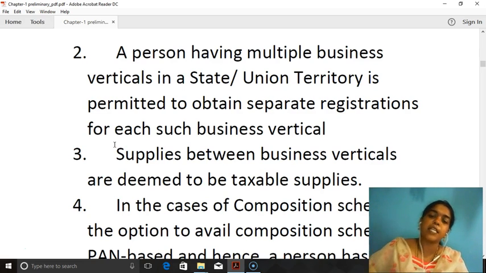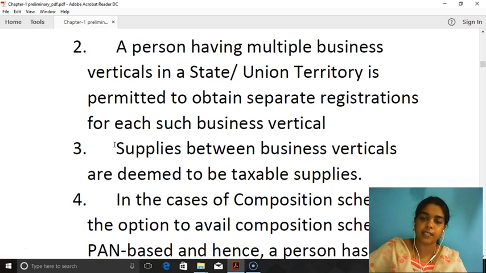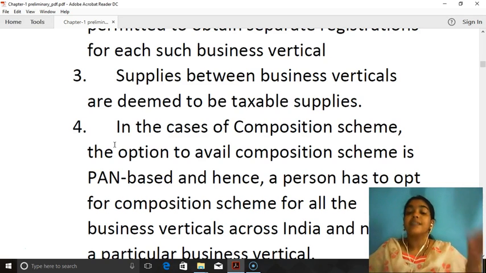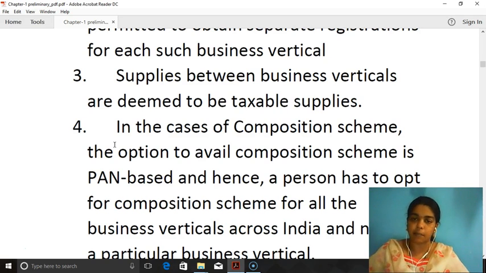And next, supplies between business verticals are deemed to be taxable supplies. Suppose, for example, there is a supply between one business vertical and the other. They have inter-supply and it is said to be taxable supply. The supply between the business verticals is a taxable supply and therefore GST is levied on it. Let us recall that inter-branch supplies between states is also a taxable supply. Similarly, supplies between business verticals is also a taxable supply.